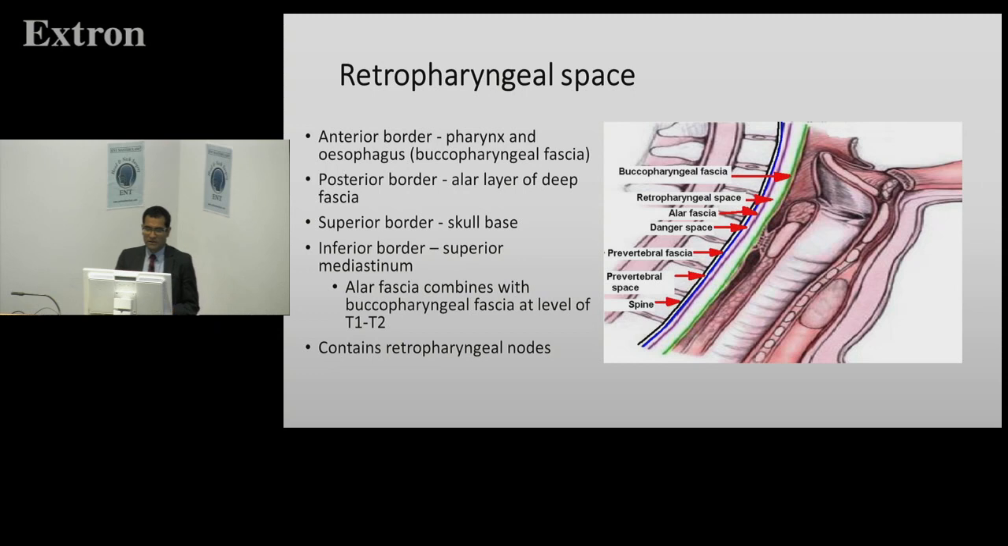Now the retropharyngeal space starts at the skull base at the top, and then it goes down to the level of T1, T2. The anterior border is the buccopharyngeal fascia. That's the middle layer of the deep cervical fascia, and the buccopharyngeal fascia encompasses, or circles, the pharynx. Behind is the alar fascia. That's one of the divisions of the deep cervical fascia. So you've got retropharyngeal fascia, prevertebral fascia, and then the alar fascia. So this is the posterior border. As I mentioned, the top is the skull base, and the lower limit goes down to T1, T2. And it often contains retropharyngeal lymph nodes.